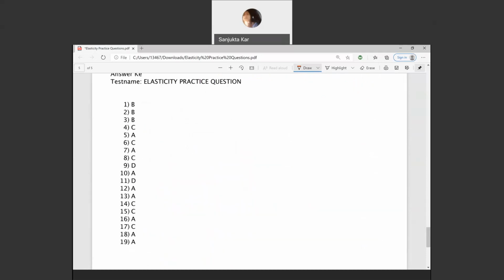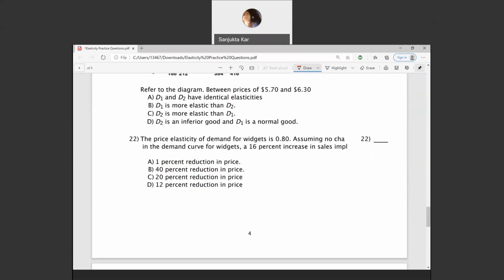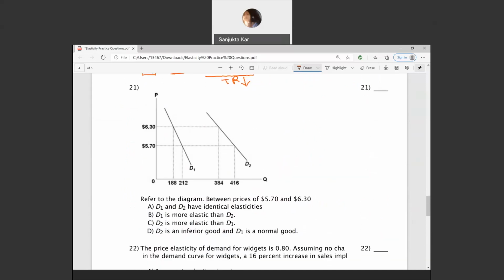Question number 21. I have the answers also given. That's cool. I just have two demand curves. One is flatter than the other. So D2 is flatter than D1. That means D2 is more elastic than D1. Okay, flatter means more elastic. If I draw another curve, D3 is the most elastic demand curve here.